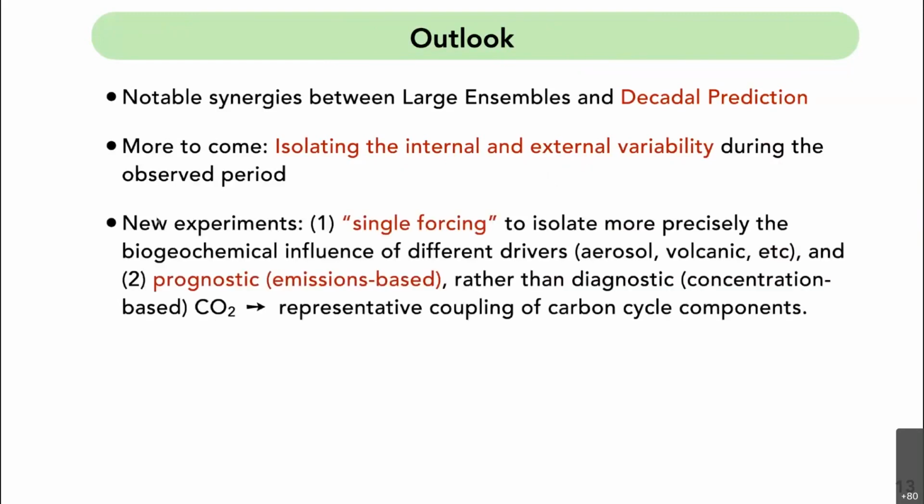We think about new experiments that should be run or analyzed, which are single forcing large ensembles to more precisely isolate the biogeochemical influence of different drivers, so aerosols versus volcanic, and then also potentially a prognostic or emissions-based large ensemble, rather than the current large ensembles, which are all diagnostic or concentration-based. An emissions-based large ensemble would give a more representative coupling of the carbon cycle across different components.